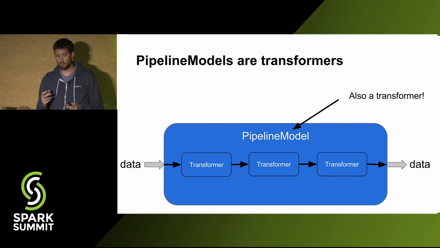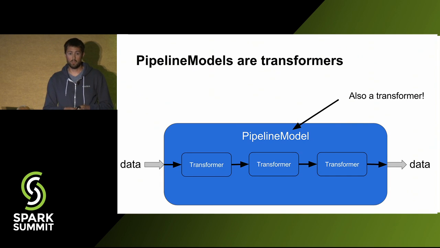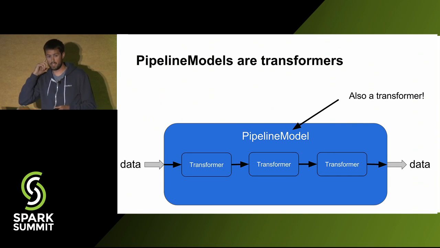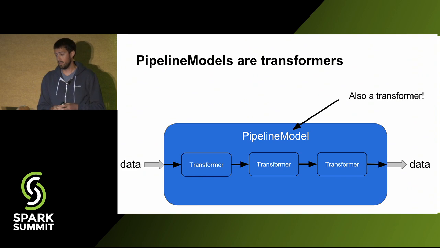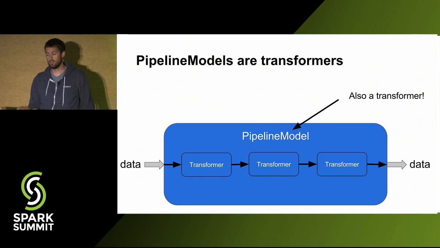And a pipeline model has basically been fit so that all those estimators you originally had in your pipeline are now transformers. And so a pipeline model takes data in, passes it through all the different transformers contained within it, and then produces some sort of composite output data set. So because of that, a pipeline model is also a transformer.